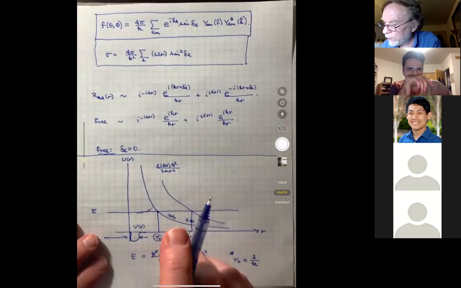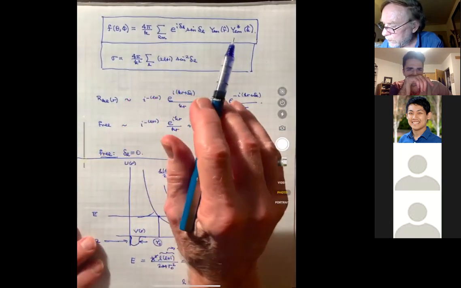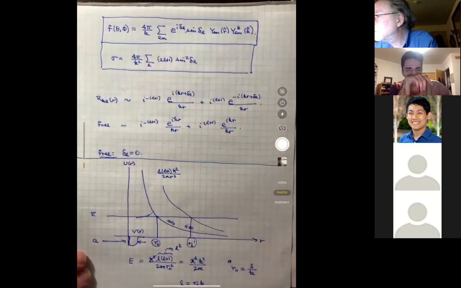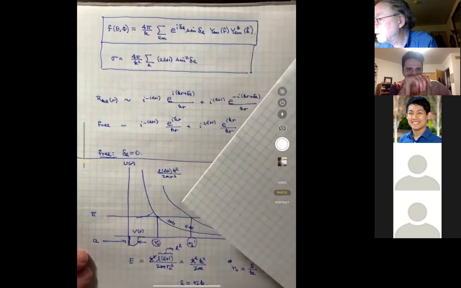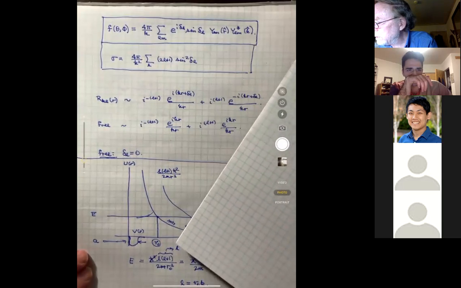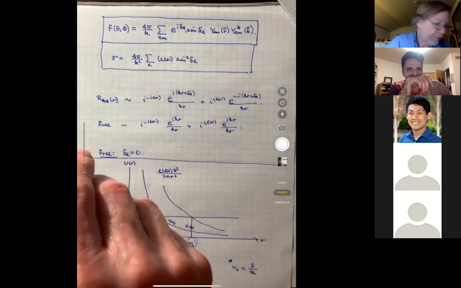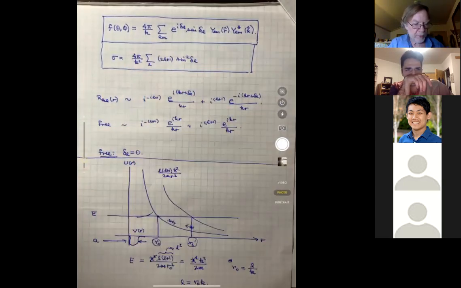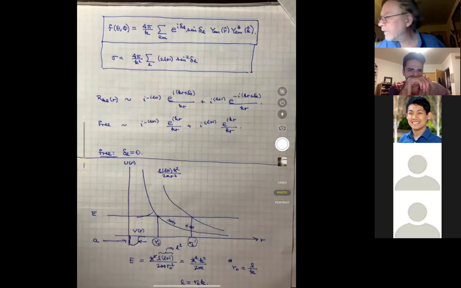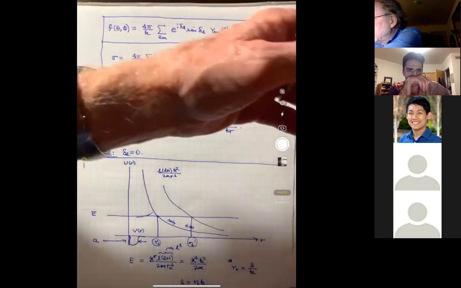Now, if we go back to our formulas, here they are for low energy scattering. I thought I converted this upper formula into Legendre polynomials somewhere. Let me find it here. Yeah, here it is.